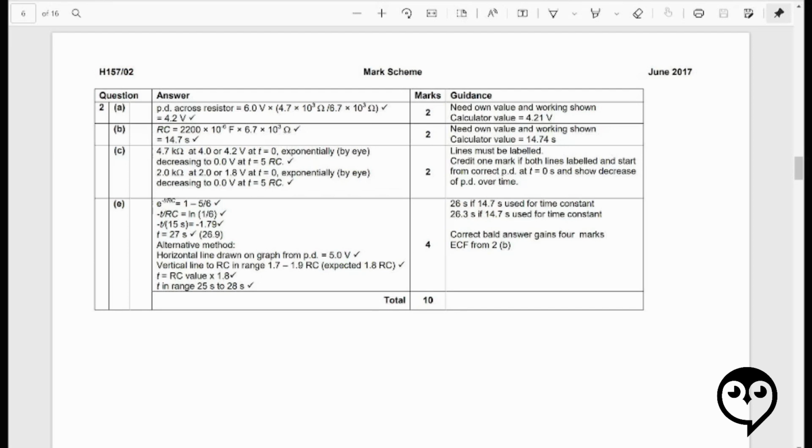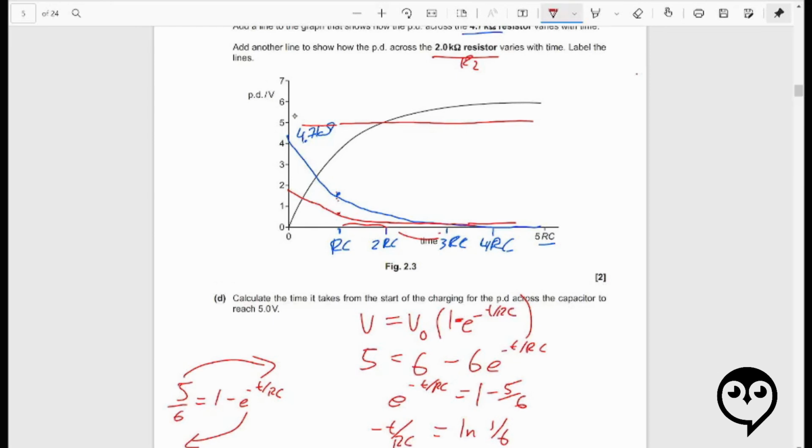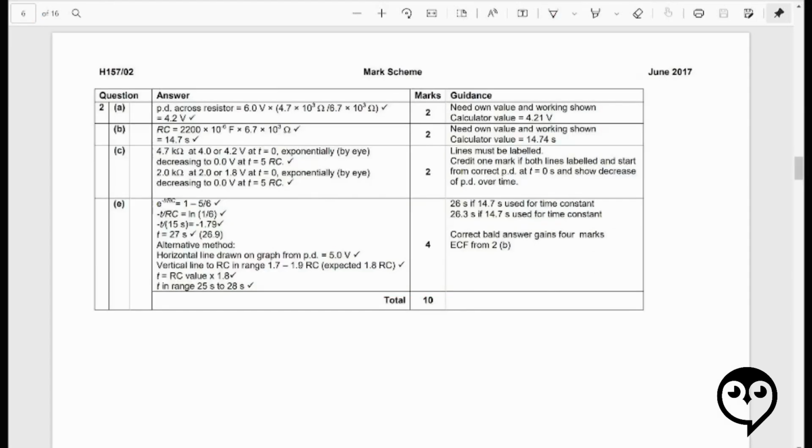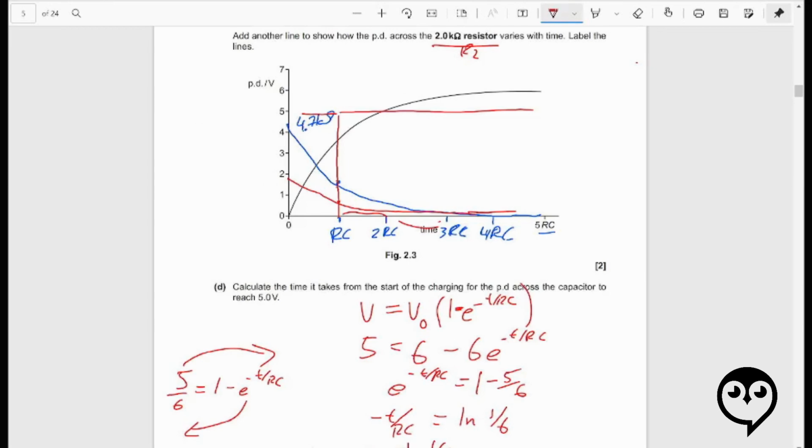A horizontal line and then a vertical line to RC. So we draw it across at 5 and then a vertical line to RC. When they say a vertical line to RC, they mean the RC axis. So I'm not drawing a line to 1 RC. What we're doing is drawing a line from where we've crossed here, and we're going to draw a line down. This was a little smaller than it should be, moved over a little bit.